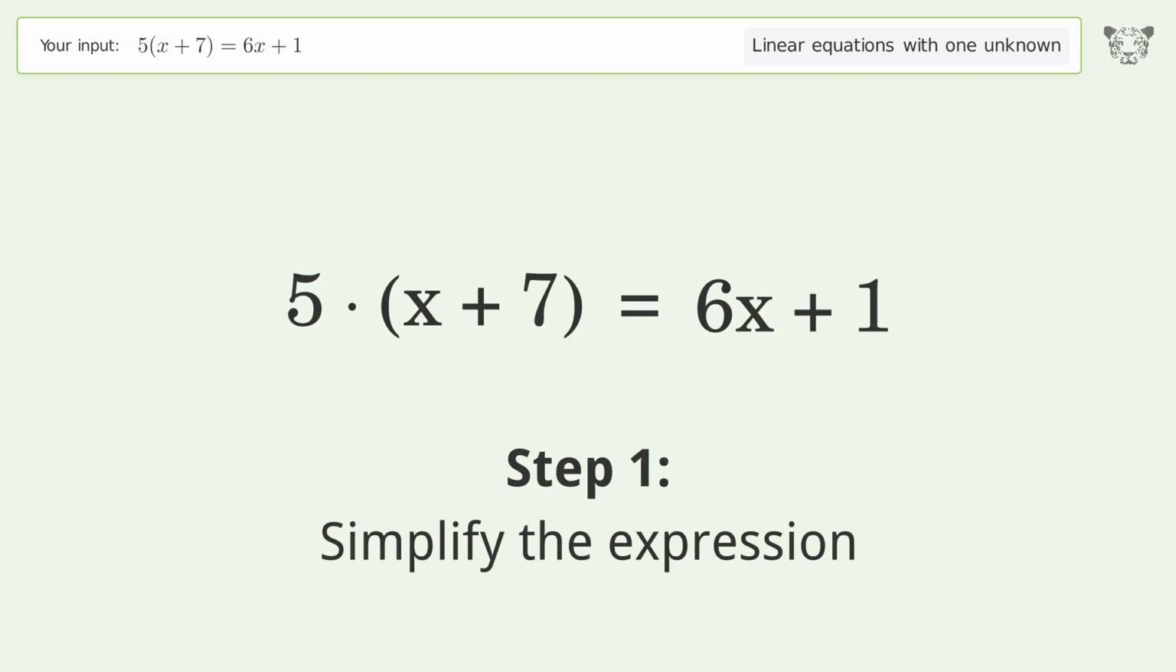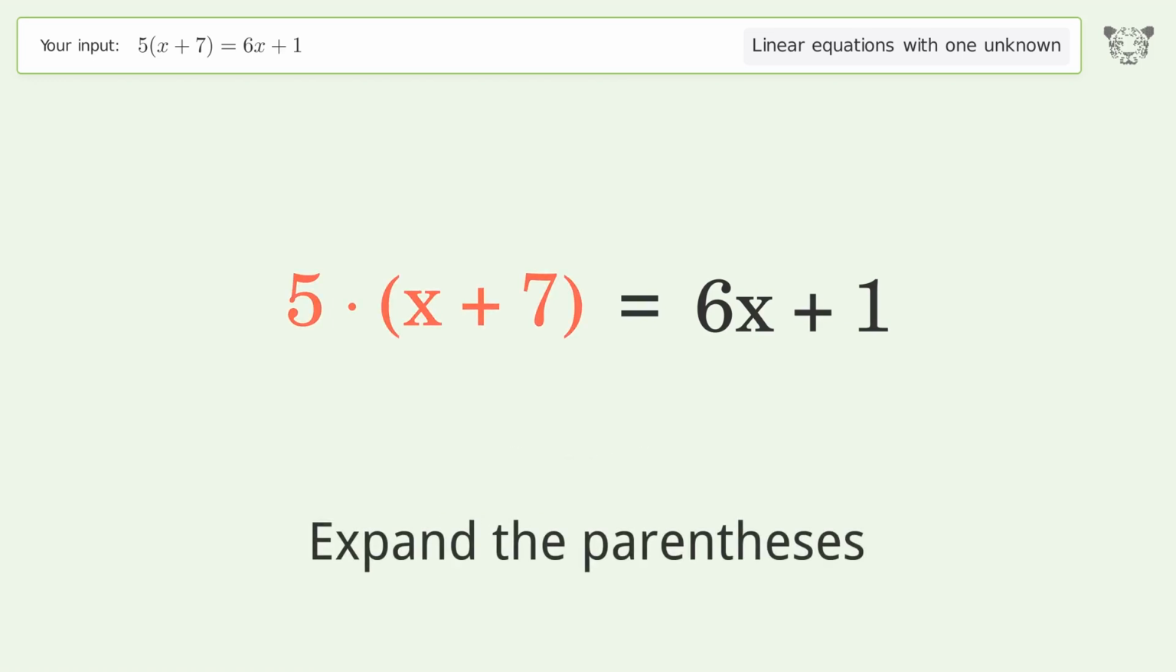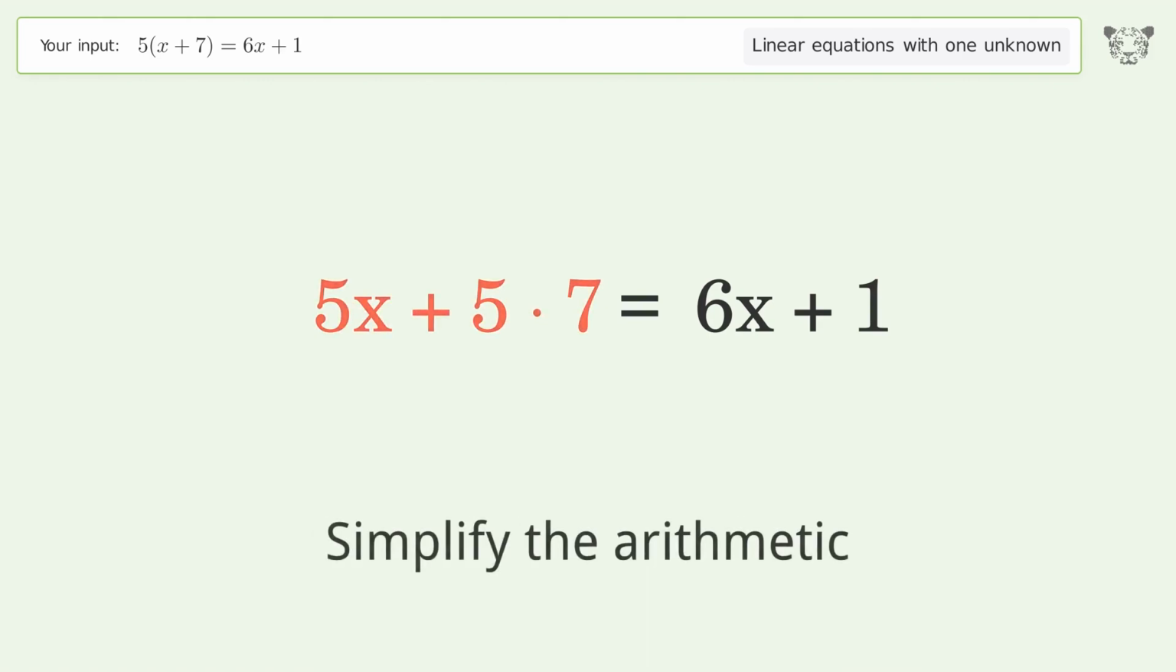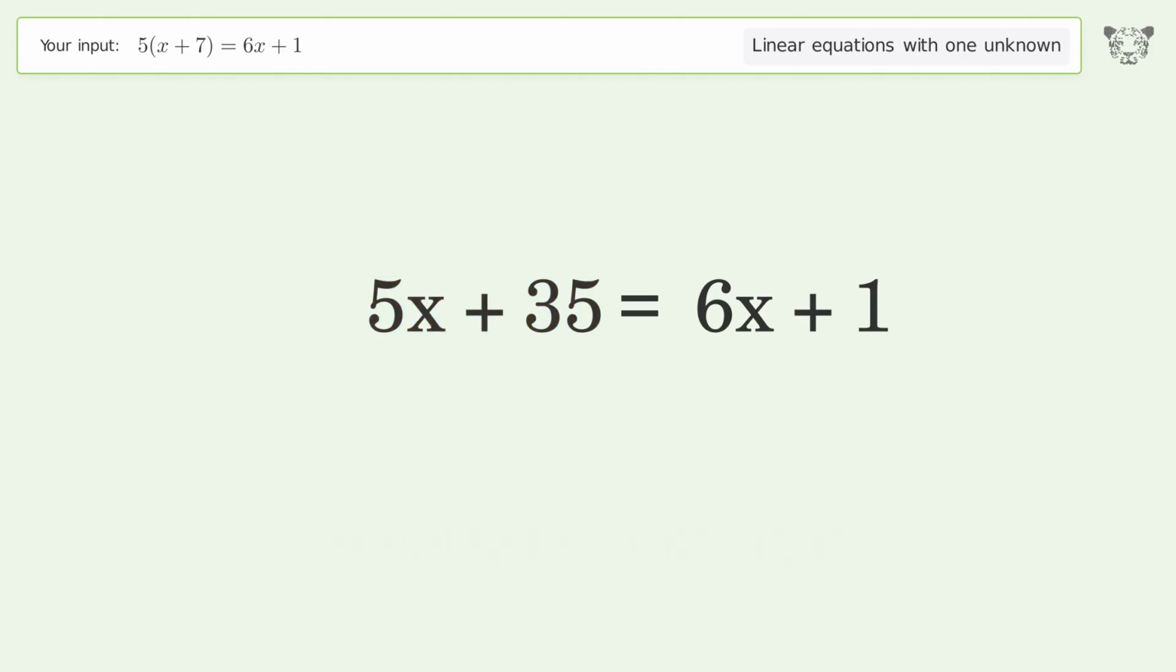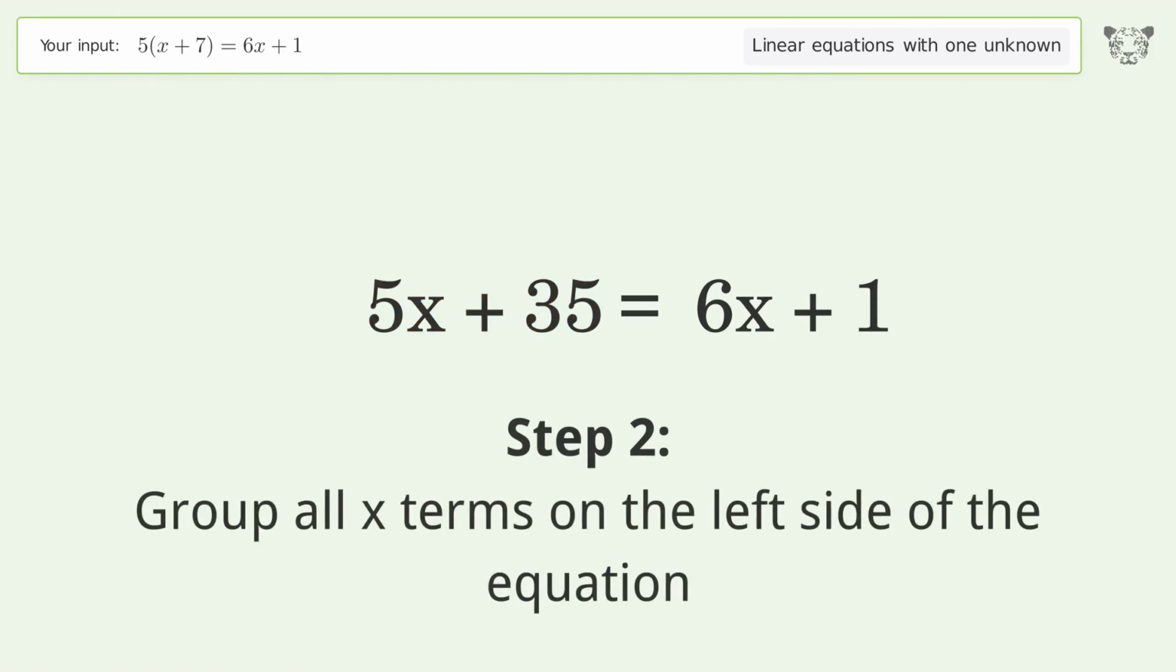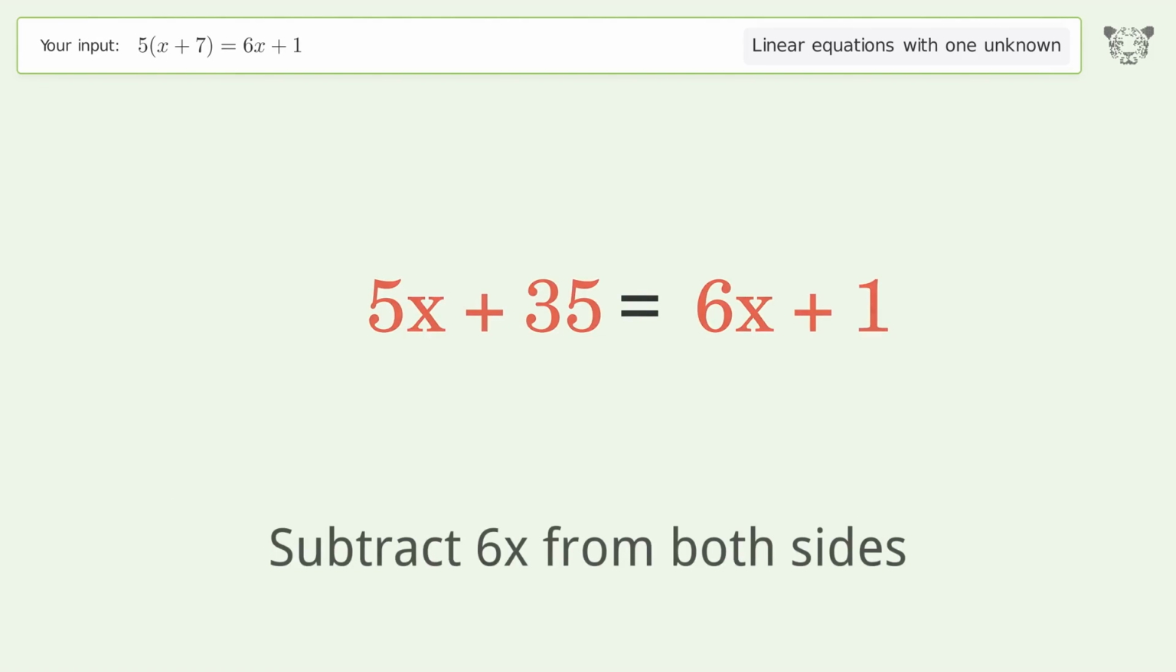Simplify the expression. Expand the parentheses. Simplify the arithmetic. Group all x terms on the left side of the equation. Subtract 6x from both sides.